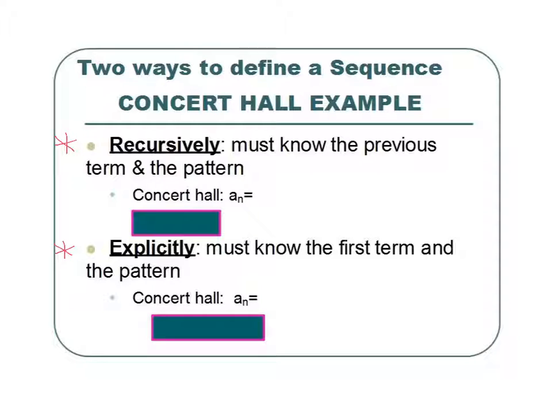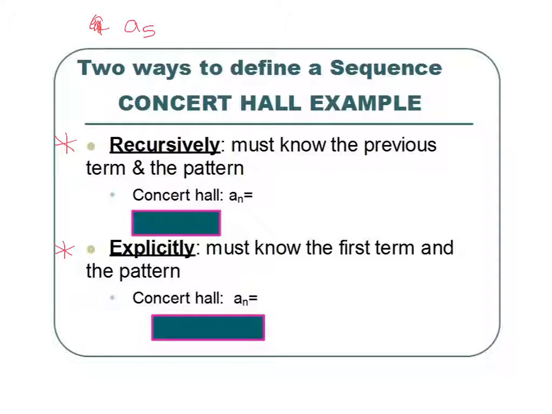So let me come up here and write, like if we were to say a sub 5, for instance. Well, that would be the fifth term in a sequence. Now, when we talk about having to know the previous term, what would be the previous term to a sub 5? Well, it would be a sub 4, or we call it the fourth term. If it was a sub 10, the previous term would be the ninth term.